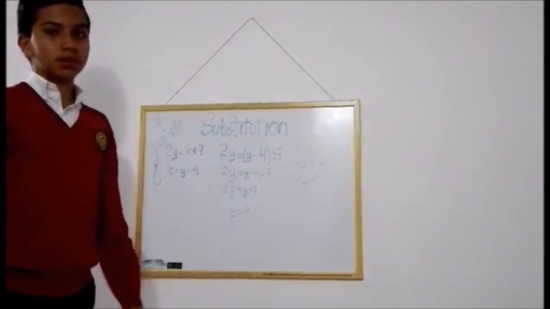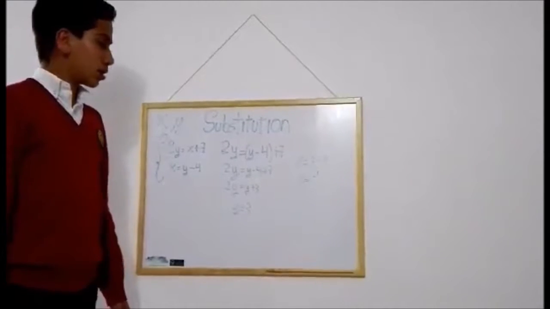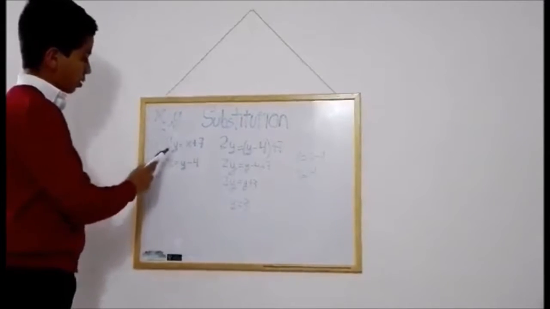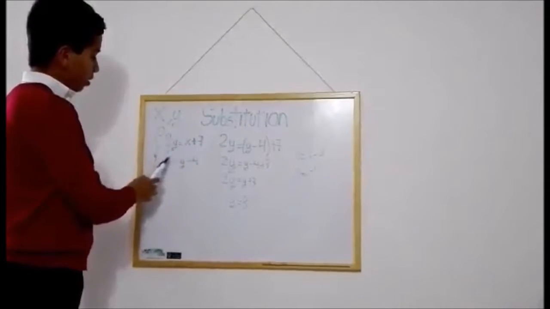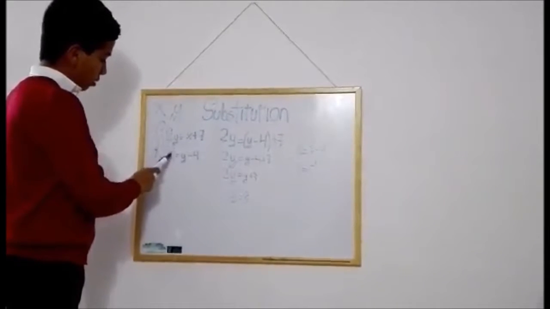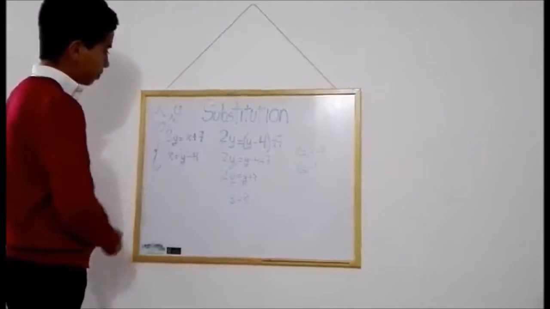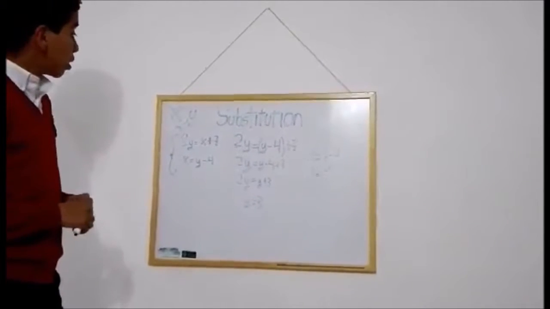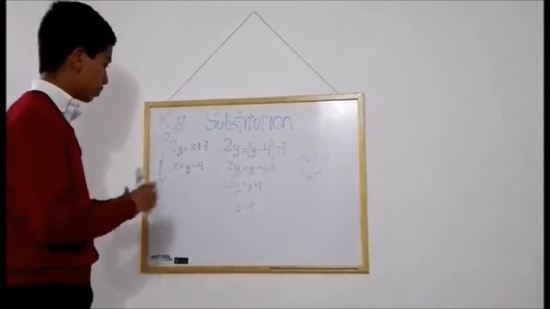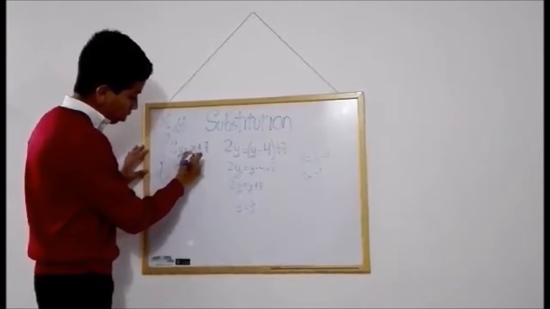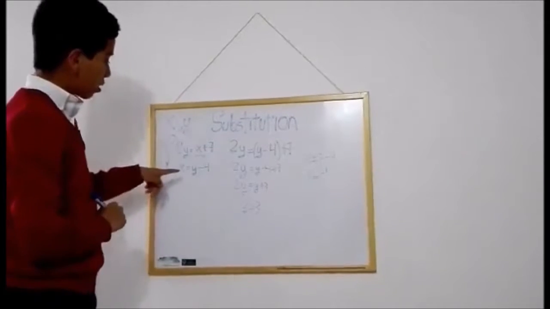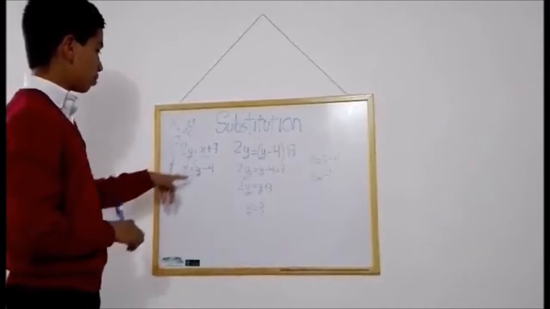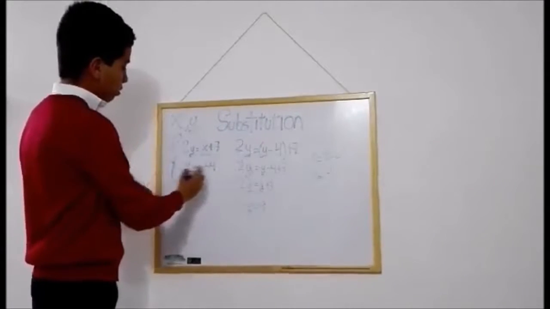To solve for x and y, we have a system of equations here. The first equation is 2y equals x plus 7, and the second equation is x equals y minus 4. What we want to do with substitution is substitute one of the variables with an expression so that we have an equation in only one variable, then we solve for it.